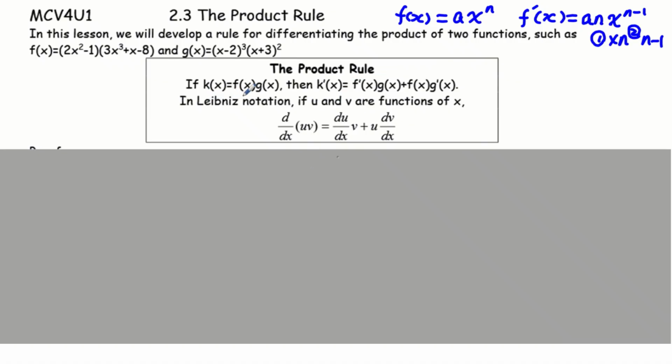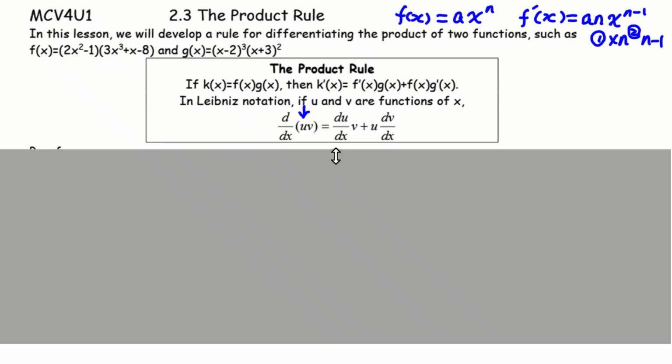So this is a rule for it. If k of x equals f of x times g of x, then the derivative is first function derivative times second function, plus first function times second function derivative. So f prime times g, plus f times g prime. And in Leibniz notation, we use d over dx of u times v, then first function derivative times second function plus first function times the second function's derivative.